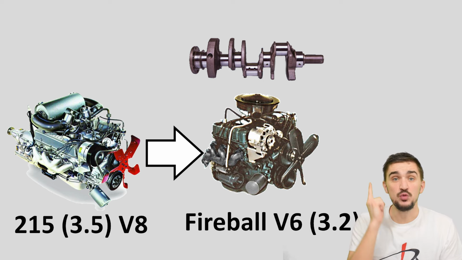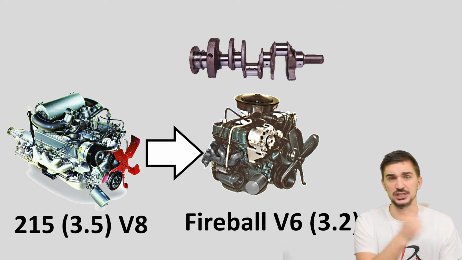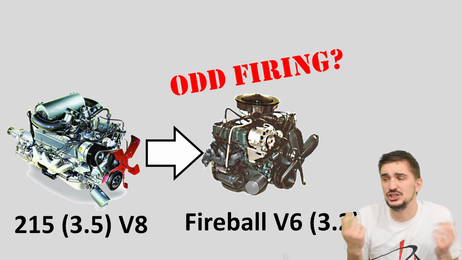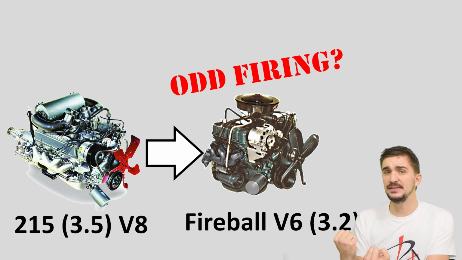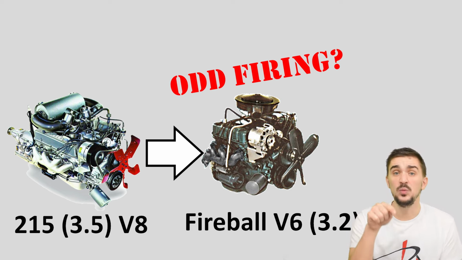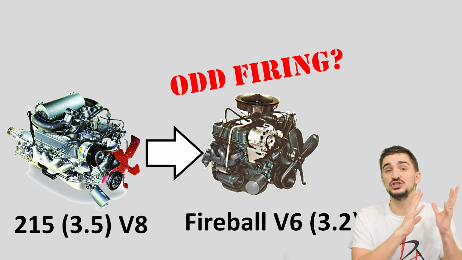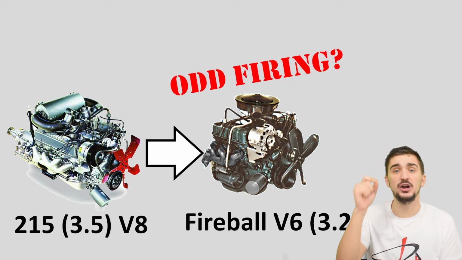And the result was a very rough, odd firing engine. So what is an odd firing engine? Well, I'll tell you what it isn't. It isn't even firing. It wants to be even firing, but it can't. To see why it can't, let's observe the first generation 1961 Buick Fireball in action.